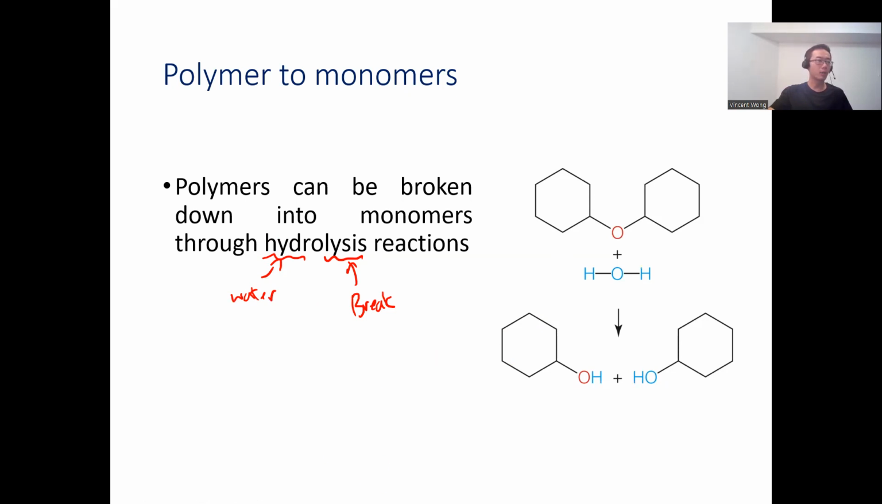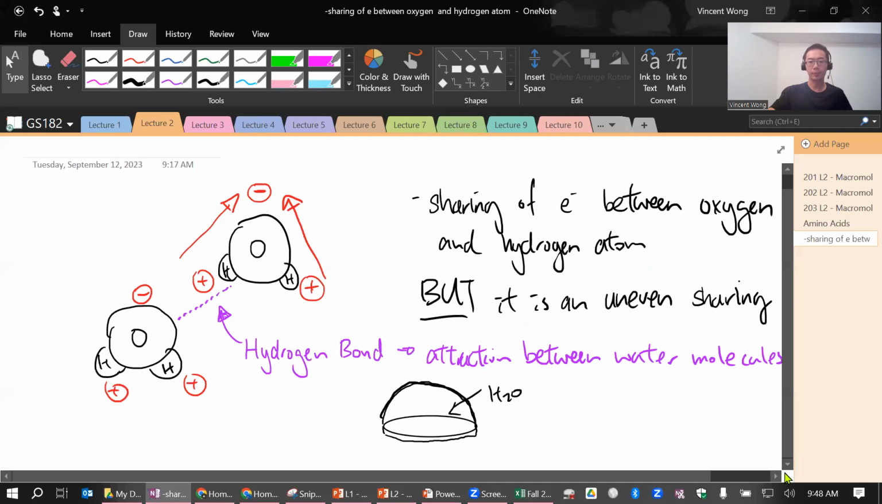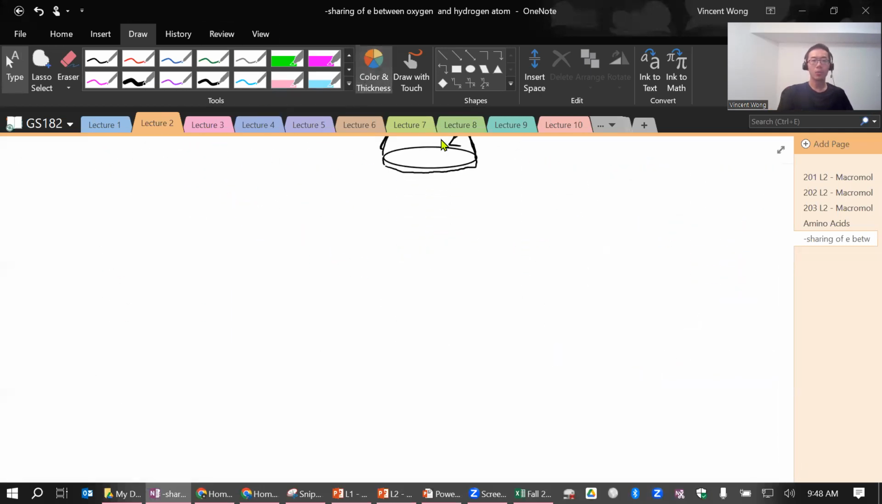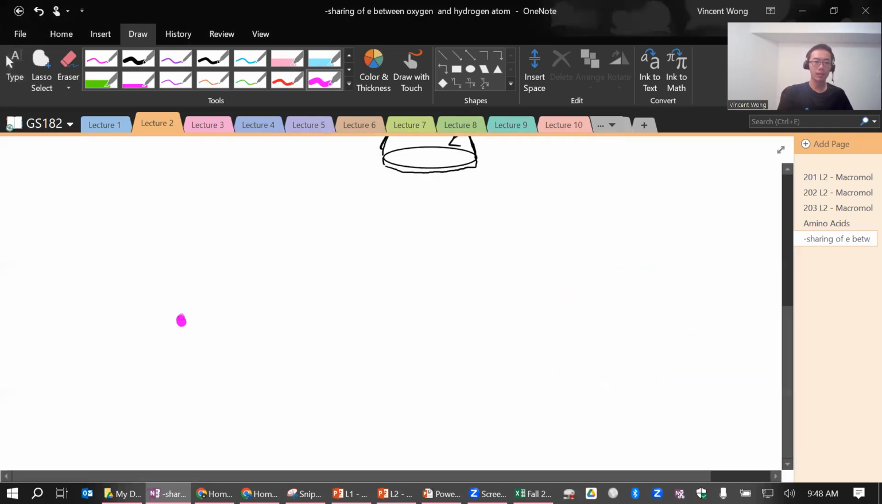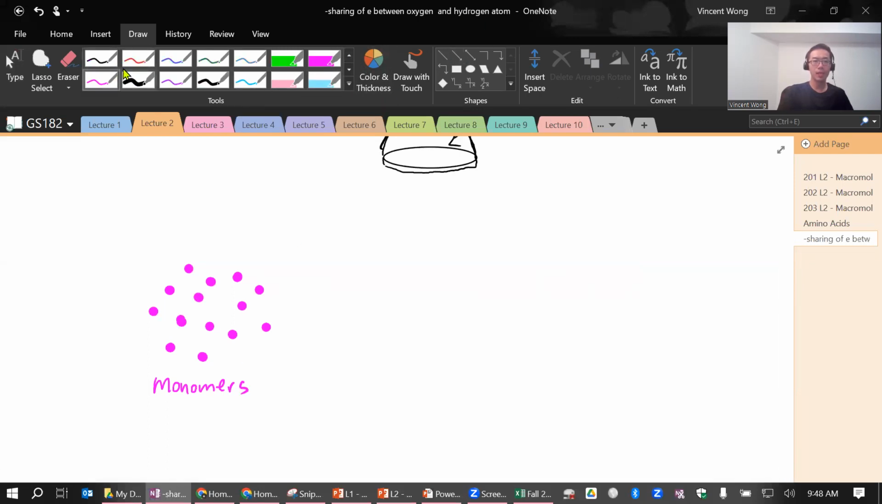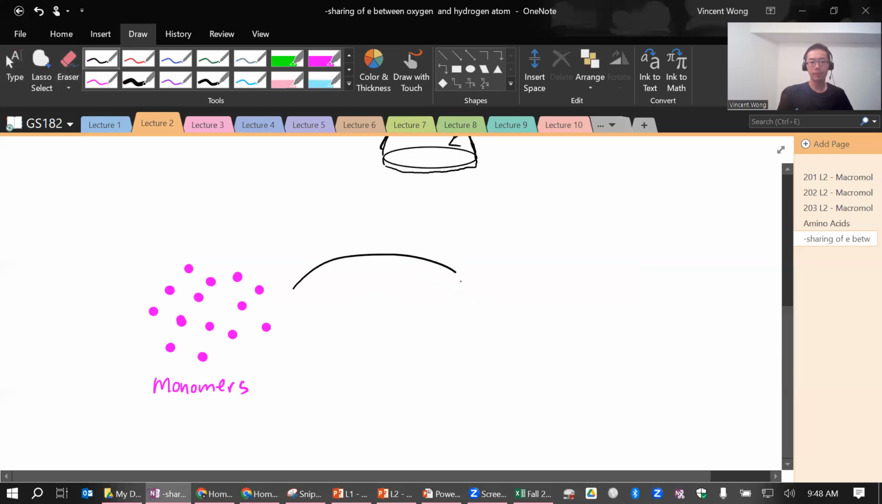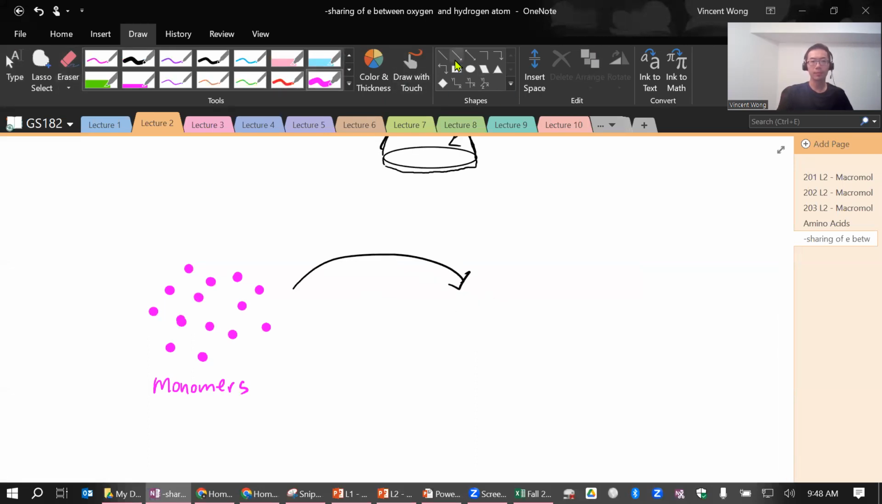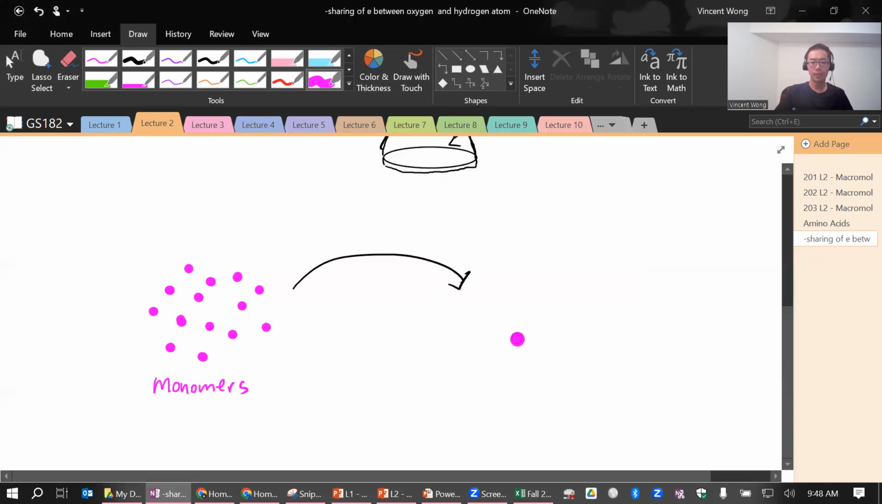Now, all that can be overwhelming, I guess. Let's write it down here. Essentially, we have these monomers. These are individual monomers, and you can connect them together into a chain, kind of like doing a bead necklace, right? So that is a polymer.